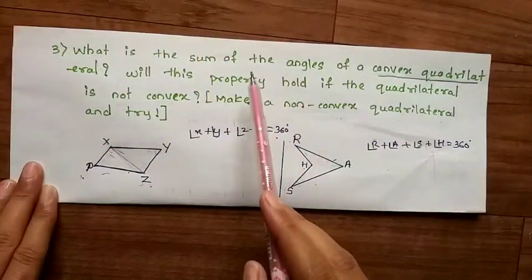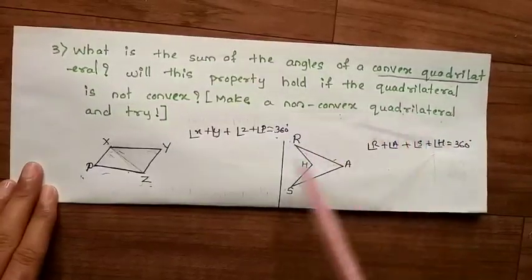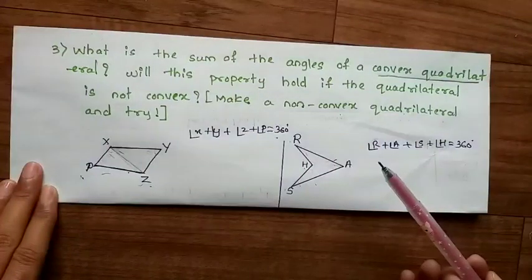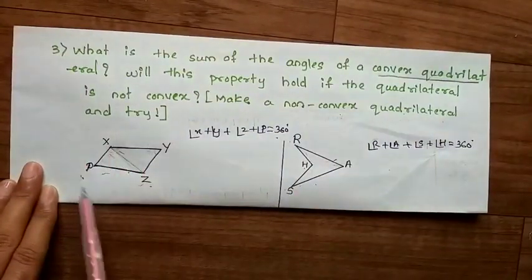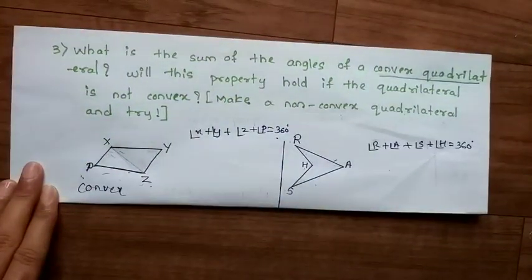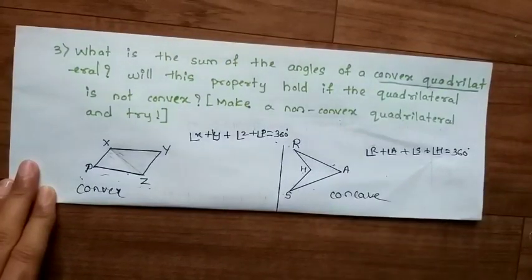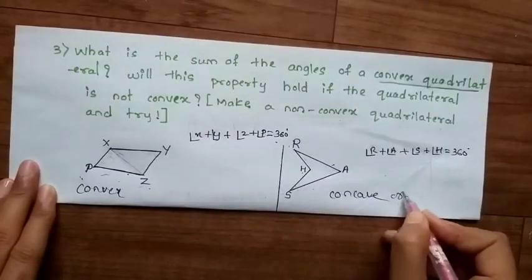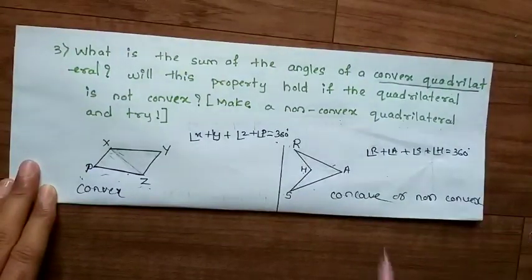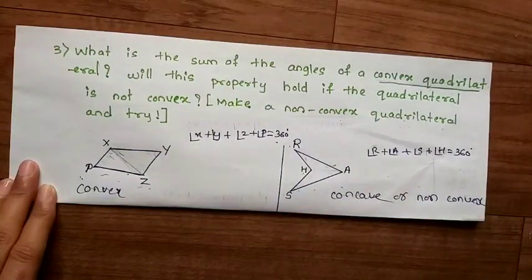Here in this question they mention a convex quadrilateral and a non-convex quadrilateral. First we have to discuss the convex quadrilateral and the non-convex quadrilateral. This type of figure is said to be a convex quadrilateral, and this type of figure is said to be a concave quadrilateral. Here concave or non-convex, both are the same.